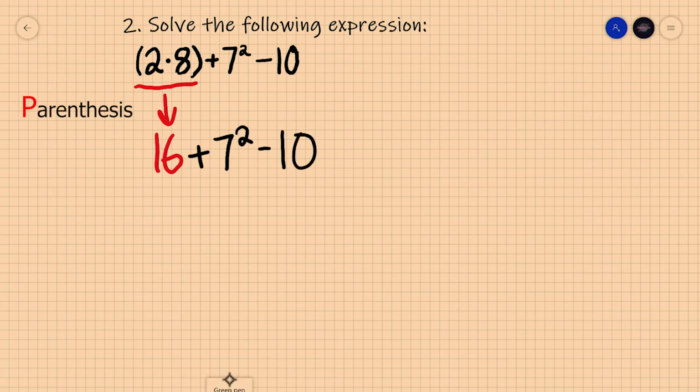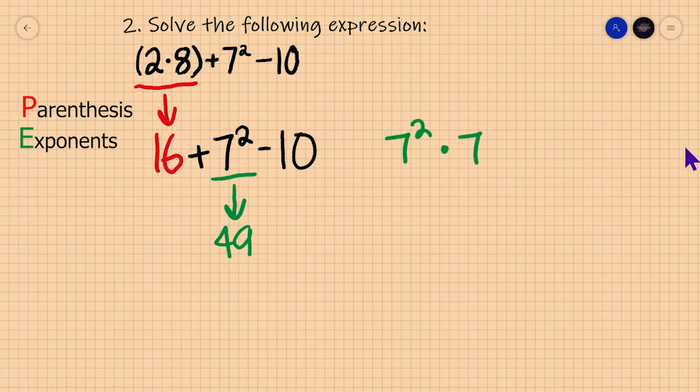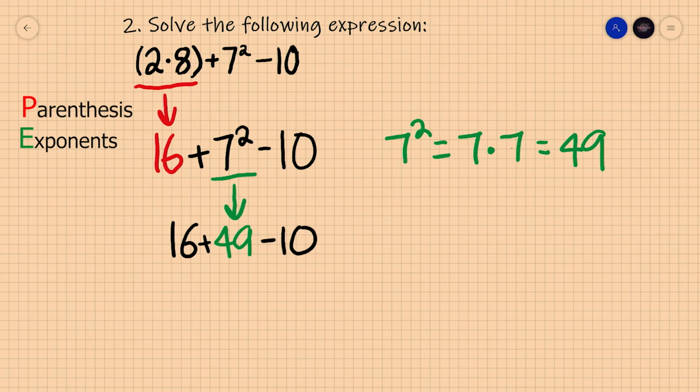Now, you guys can see there is an exponent, and that is 7 squared. If you do 7 squared, you get 49, correct. You can think of 7 squared as 7 times 7, because you're multiplying 7 by itself 2 times, 1, 2, and that equals 49. Good job. So you would get 16 plus 49 minus 10.